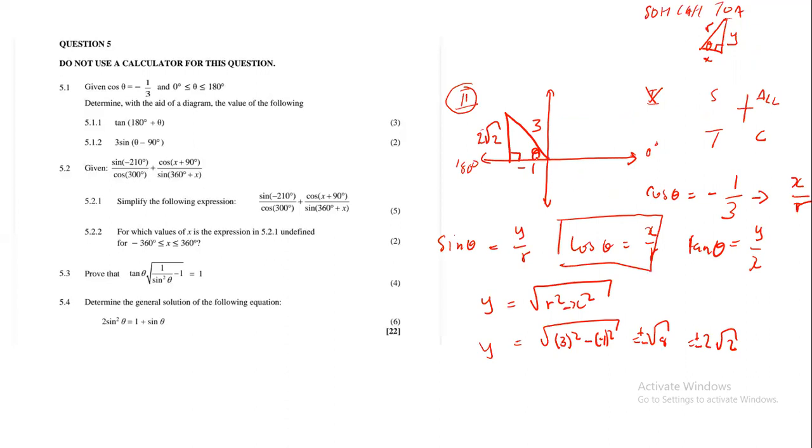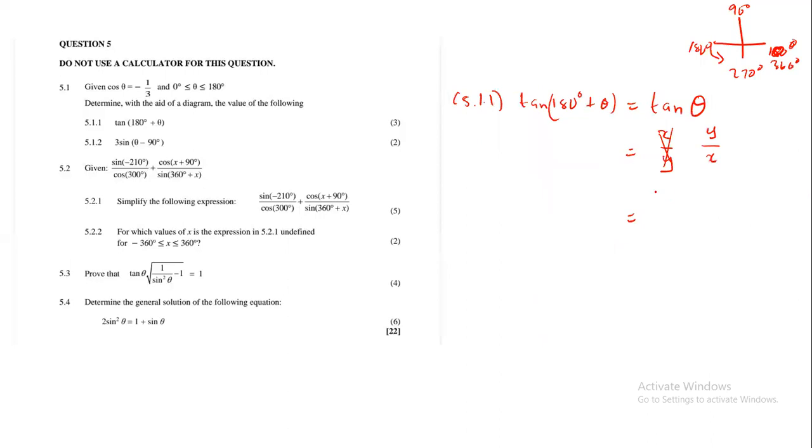Now we go back to our diagram. What is y over x? Our y is 2 root 2, and then x is negative 1. So we have 2 root 2 divided by our x, which is negative 1 from the diagram. Therefore, this expression will be equal to negative 2 root 2. Therefore, this will be our final answer for 5.1.1. That's how we solve it.